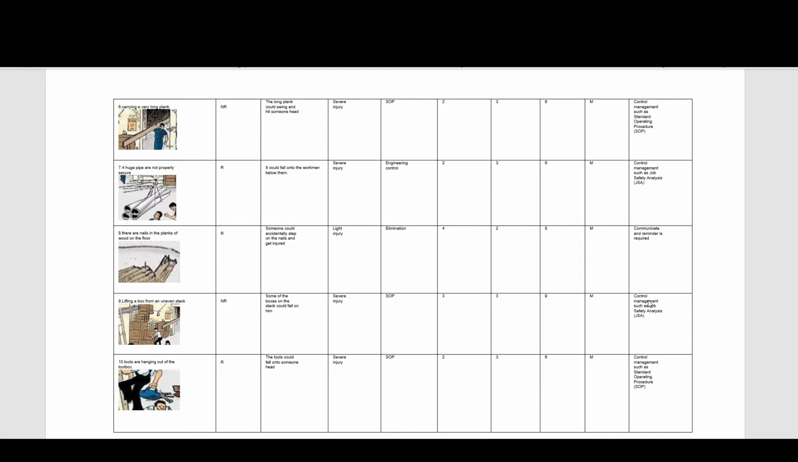There are nails in the planks of wood on the floor, and it is a routine activity. So the hazard is someone could accidentally step on the nails and get injured. So the effect is injury. The current risk control that we can do is elimination, and the next is probability, that is 4, and the severity is 2. So the score is 4 times 2 equal to 8, and the level is M.